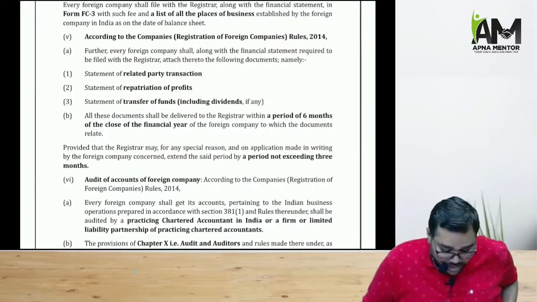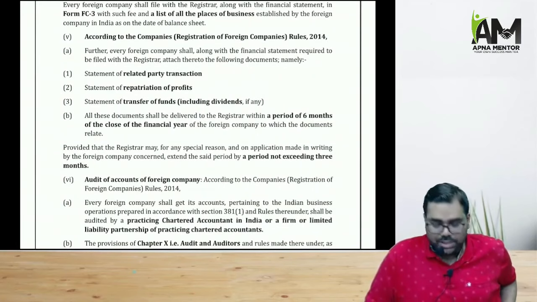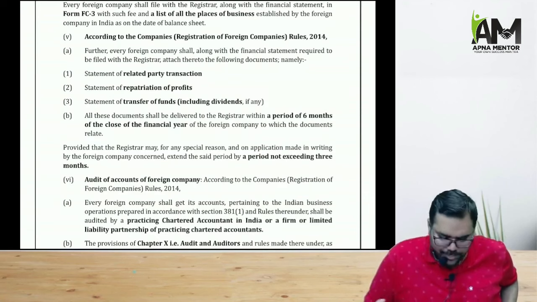And again in the proviso they have given that the ROC may also extend this 6 months, but for a maximum of 3 months.